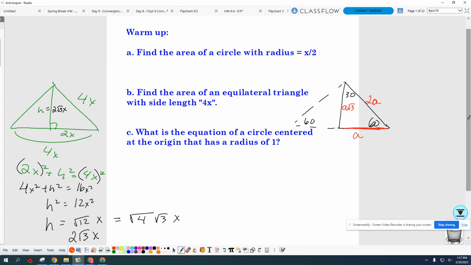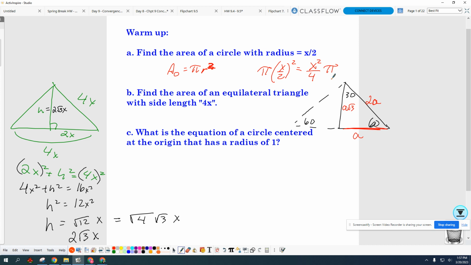But Isaiah, how do I get the area of a circle with the radius x over 2? Okay. So what is pi r squared, which becomes x squared over 4. And don't forget pi. X squared over 4 times pi.